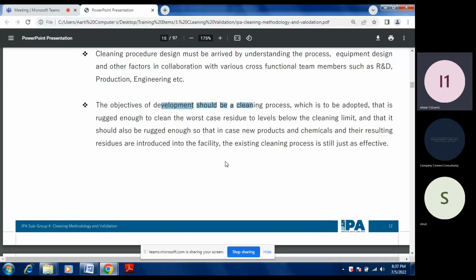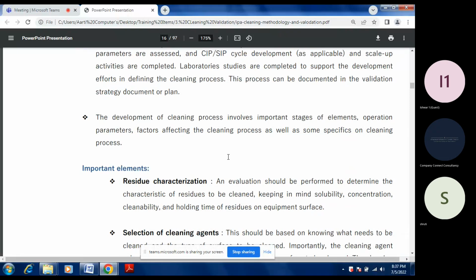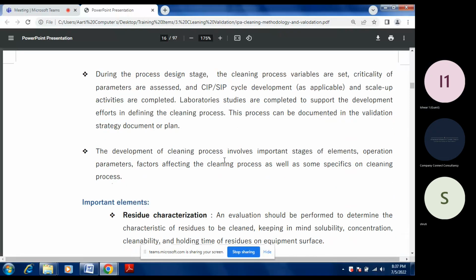The objective is to develop the cleaning process which is to be adopted. It should be enough to clean the worst-case residue to a level below the cleaning limit, and it should be robust enough that when new products and chemicals are introduced into the facility and their resulting residues appear, the existing cleaning procedure is still just as effective. Whatever procedures we have, they should be appropriate.